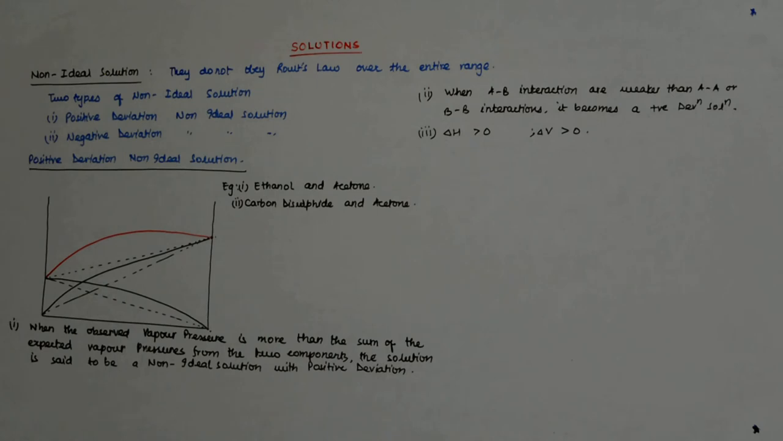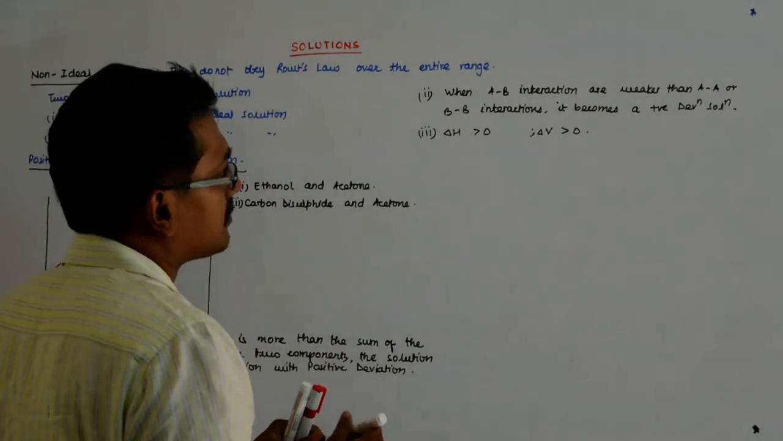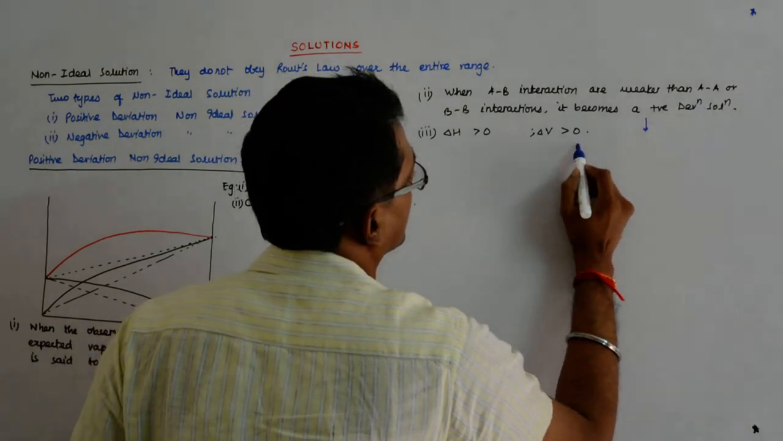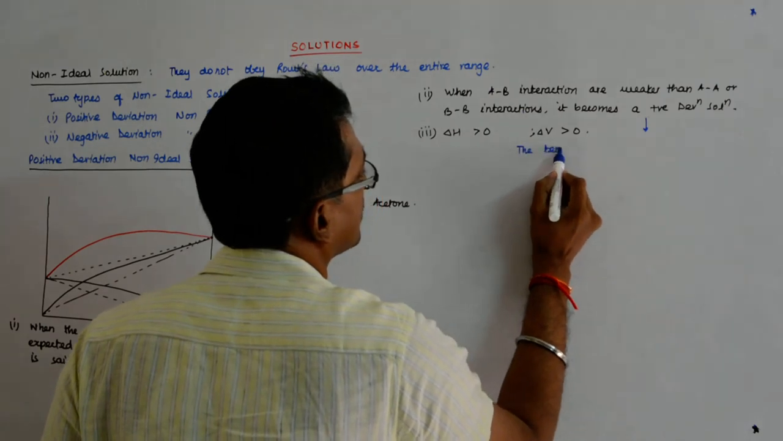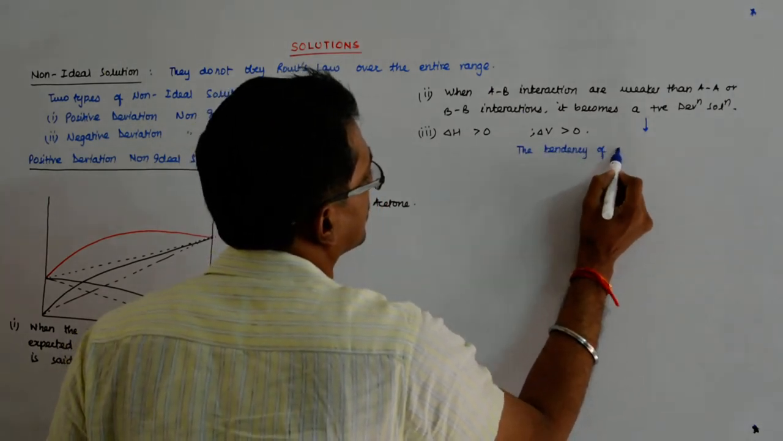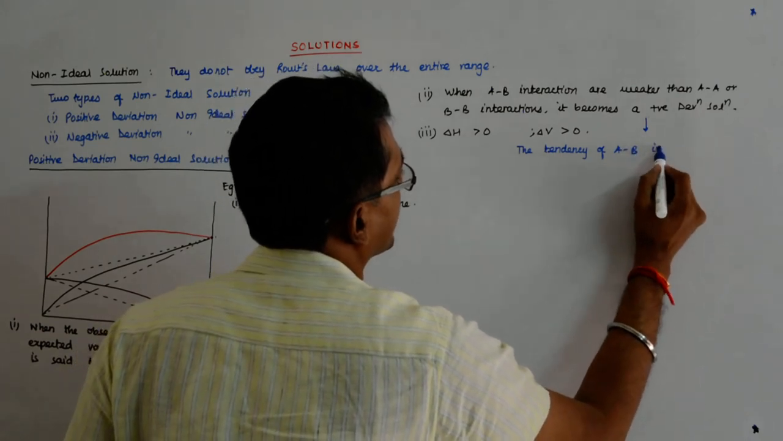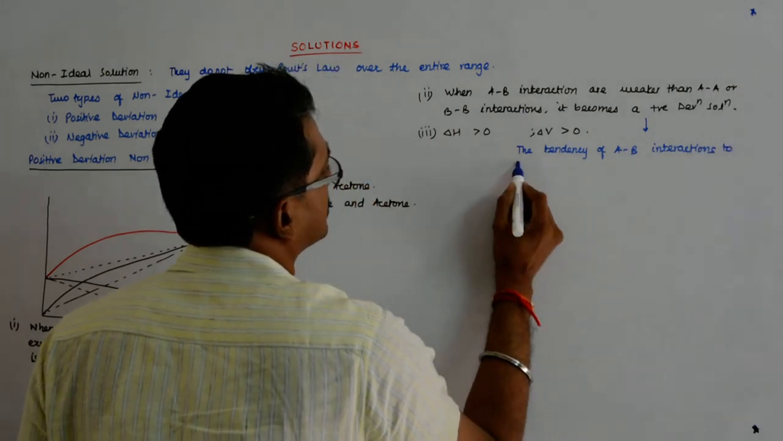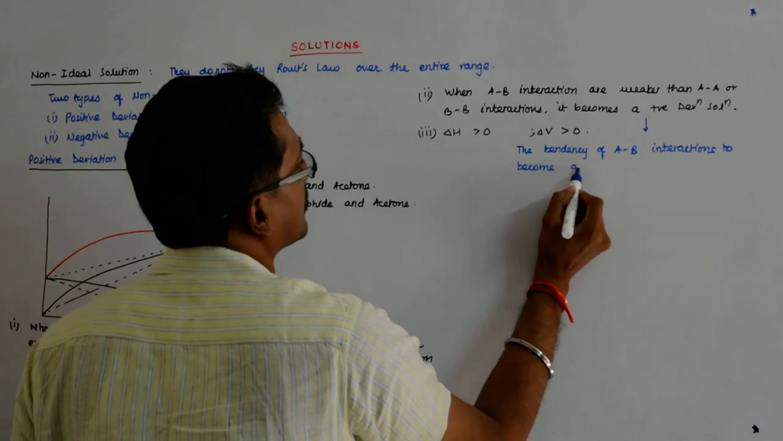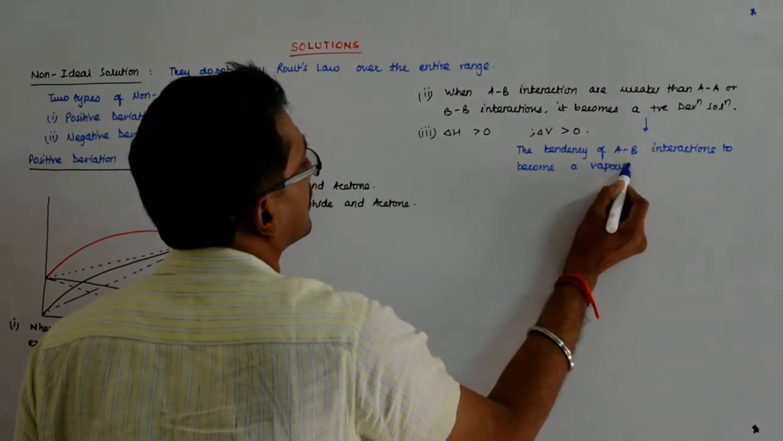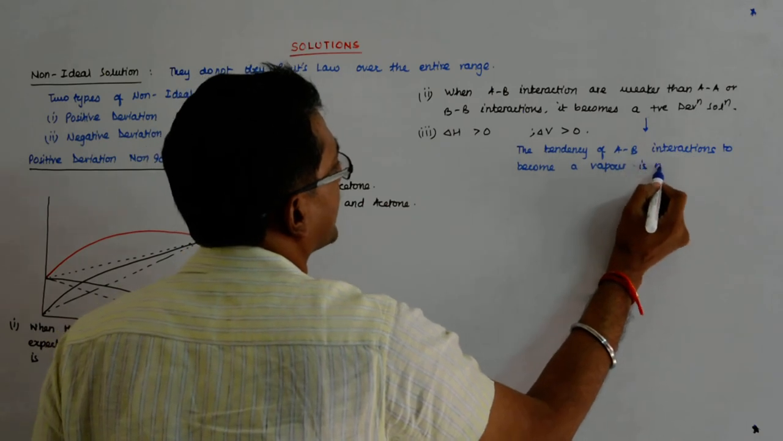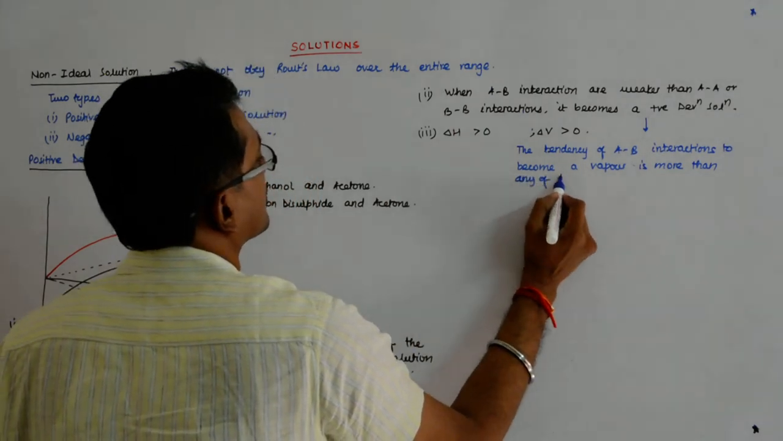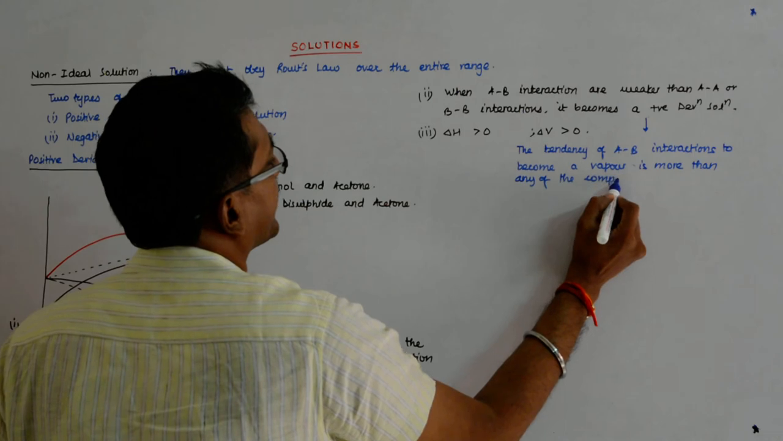So hope you understand why it happens, right? So the tendency of AB interactions to become a vapor is more than any of the components. It's pretty commonsensical, right?